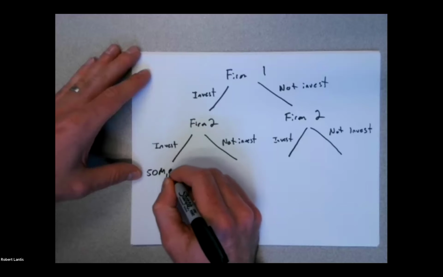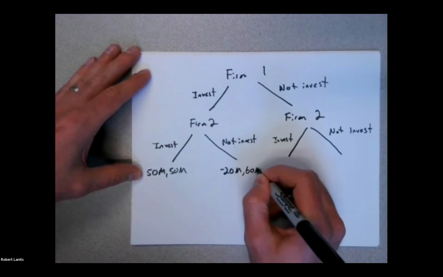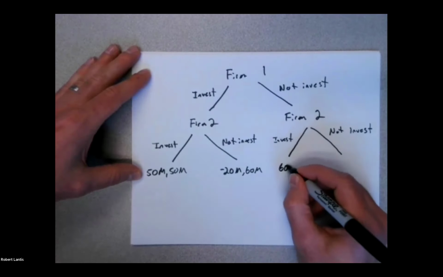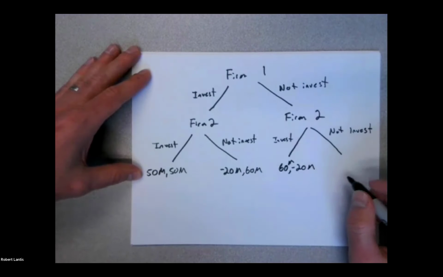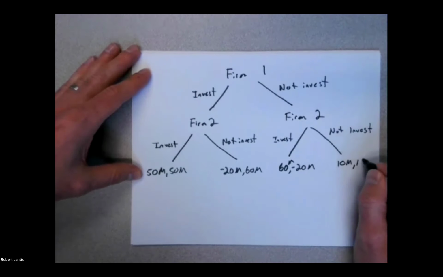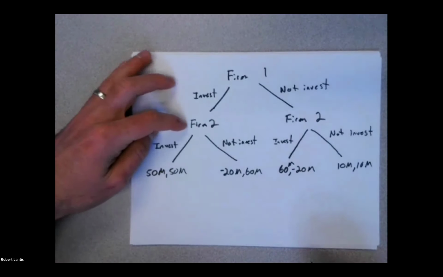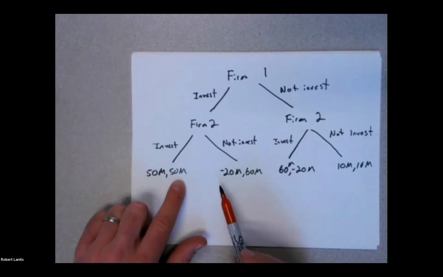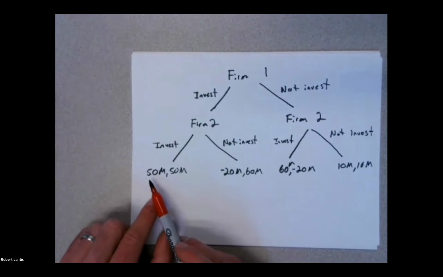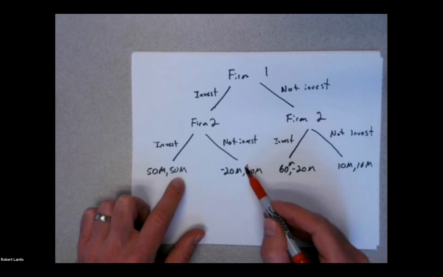So the payoffs we had were 50 million, negative 20 million, 60, 60, negative 20. These are all millions. And then 10 and 10. The way we would solve this is to think about who's making the decision second, firm two. If firm one chooses to invest, what will firm two do? If they invest, they get 50 million. Once again, player one's payoffs we always put on the left, player two on the right. So which one of these is higher?